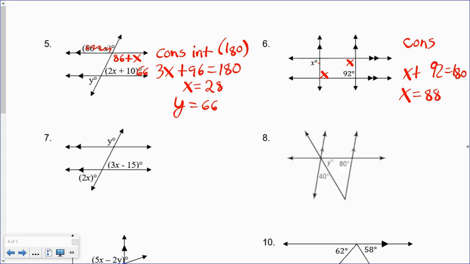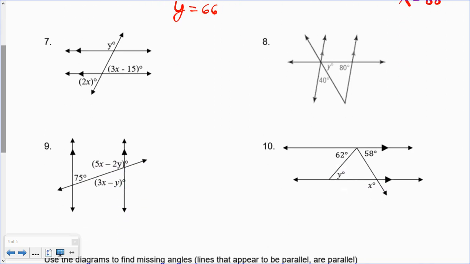Okay? I'm gonna let you guys try number 7 on your own. Do 7 and 9 for me, please. Hold on, 8 and 10. 2x is vertical from 3x minus. Go ahead and do 7 and 9 by yourself.